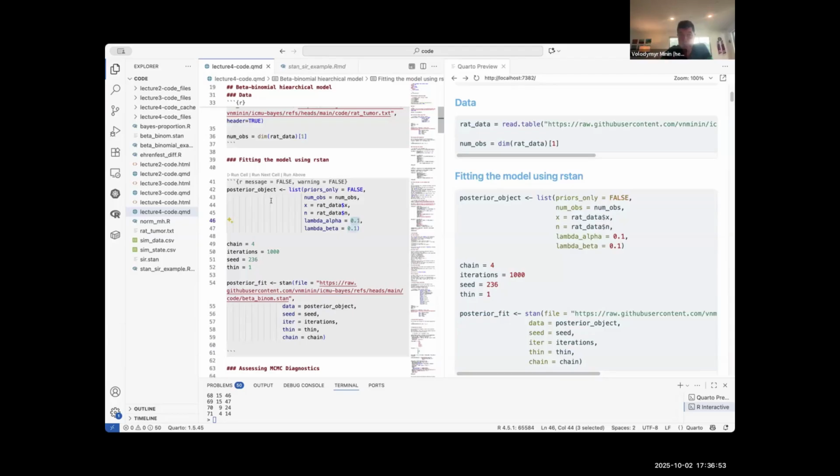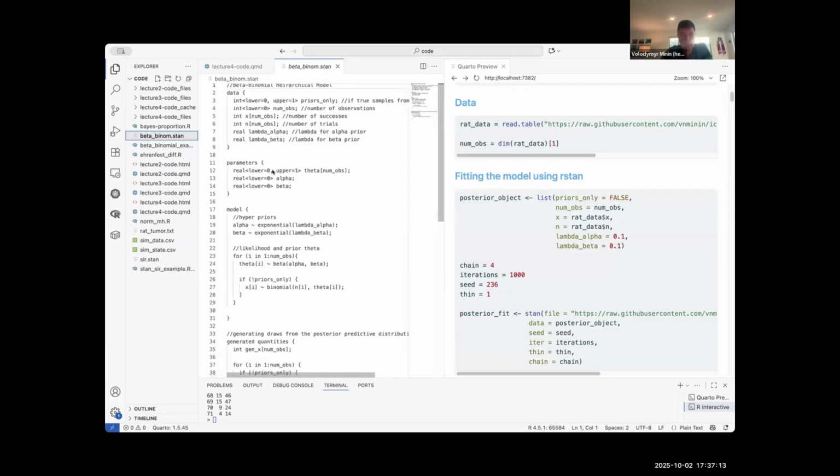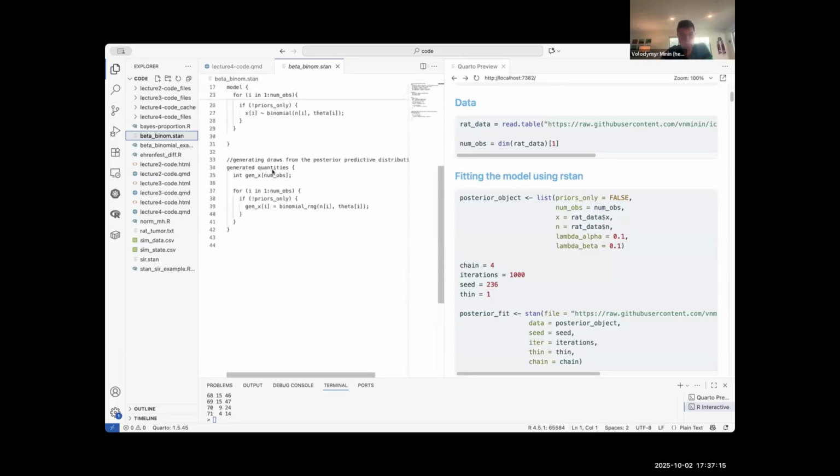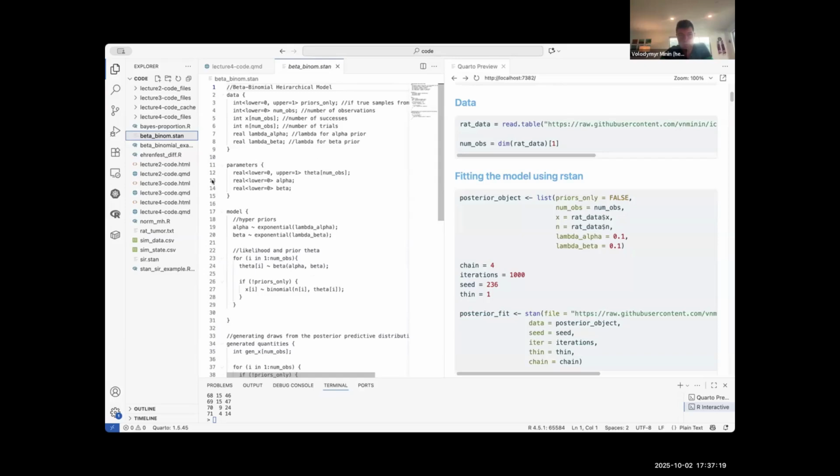But nothing here is clear. It's not obvious why this will sample the beta binomial model. It's not defined, because everything is defined in a separate file. And let me open it right here. It's right here. So let's walk through that. It's very explicit, and it takes time to get used to it, but it's not very long. Look, the whole model is specified in 42 lines.